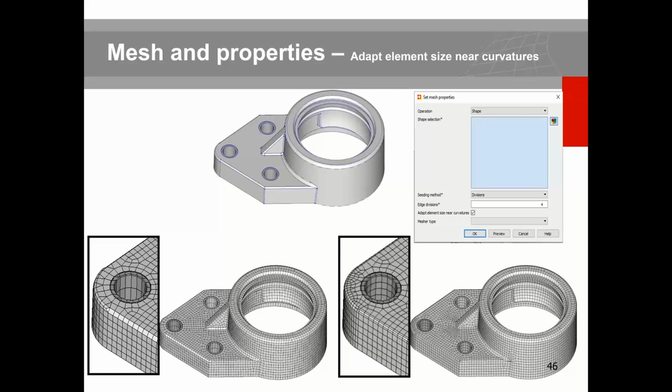We have adaptive element size that enables you to increase the density of nodes and elements at certain corners and edges in order to have a smooth transition mesh. So this is this option here that you see in the set mesh property. And you can see without and with the option activated, that when you have it on, you get a denser mesh around the edges where basically you need a smooth mesh.